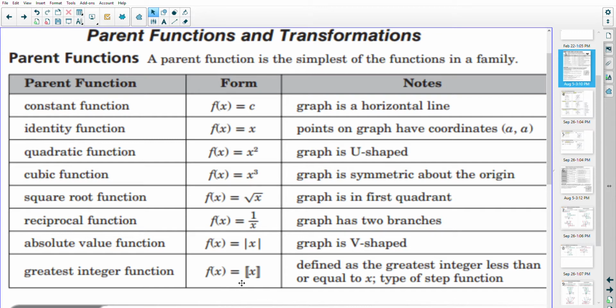For example, if your x is 0.03, the greatest integer less than that would be 0. If it was 0.2, it would be 0. 0.5, 0. 0.999, 0. As soon as it goes up to 1, then your f of x is going to jump up to 1. And so that's why it's called a step function as well.